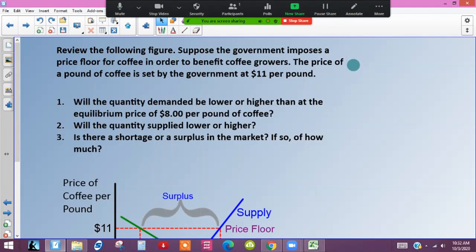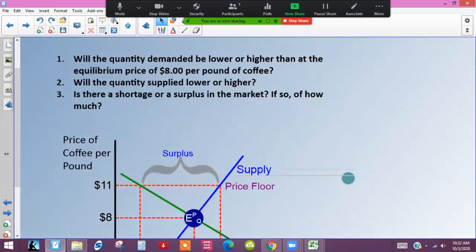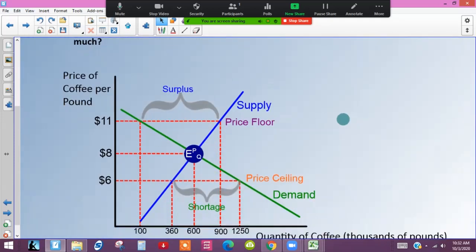So the problem is telling us that the price of a pound of coffee is set by the government at $11 per pound. Okay, so we just jump down here really quickly and look at the supply and demand model. We can see that $11 per pound is above the market equilibrium price of $8 per pound, where supply equals demand. So we know that this is going to be an effective price floor.